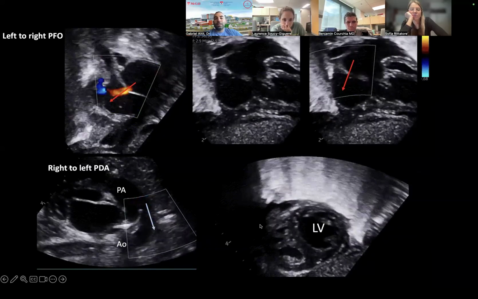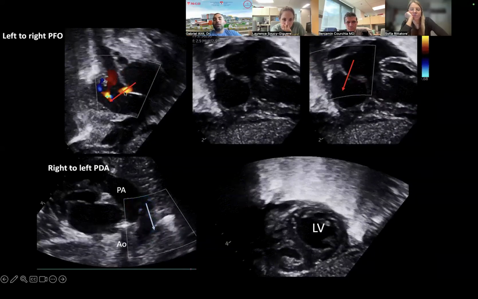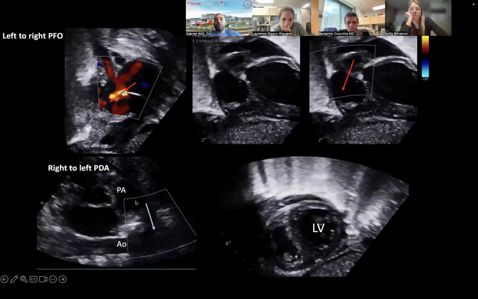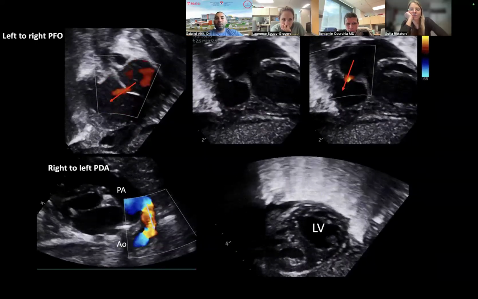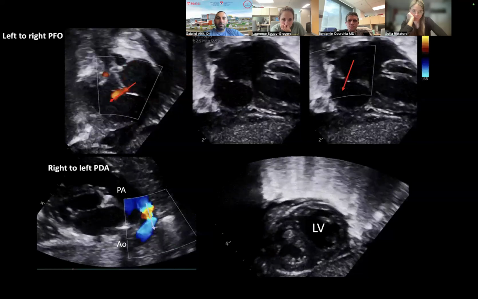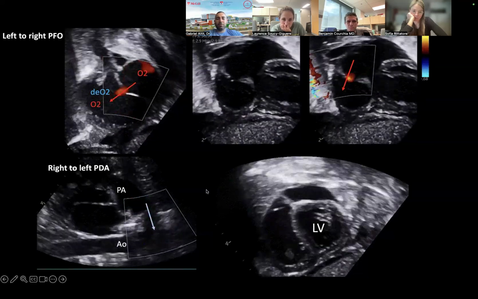Do I support inotropy? That's probably a case I wouldn't start pulmonary vasodilator because your shunt is completely left to right at the atrial level, even if you have a right to left shunt at the ductal level. So this is a kid I would treat with like combination of epi and maybe dobutamine or epi and milrinone, depending on the BP of the patients.